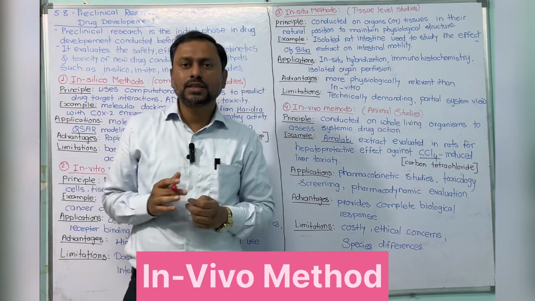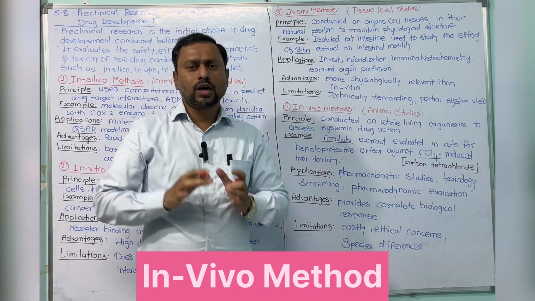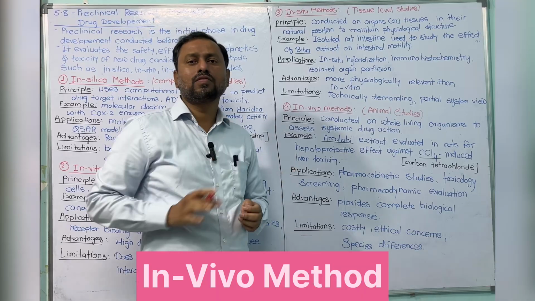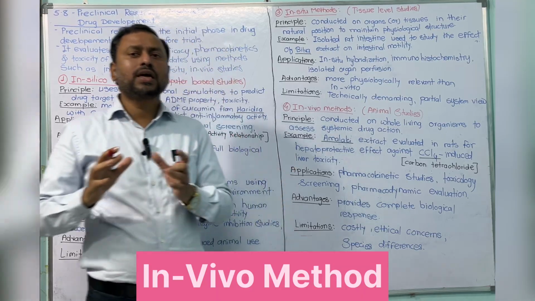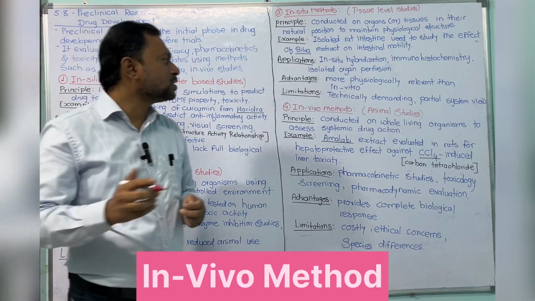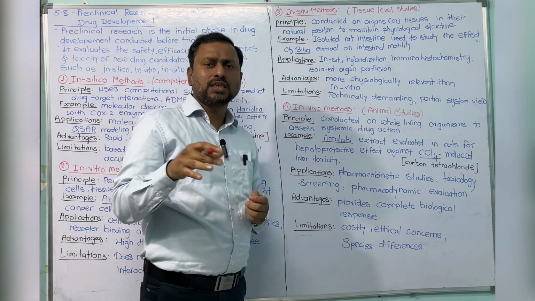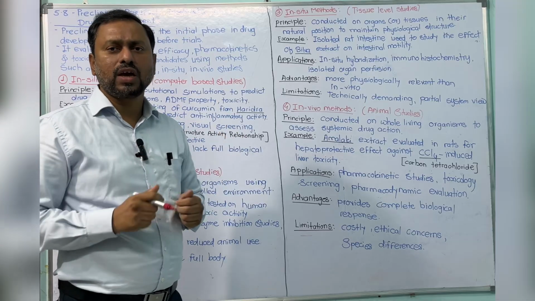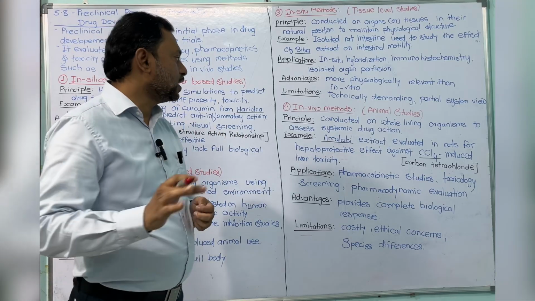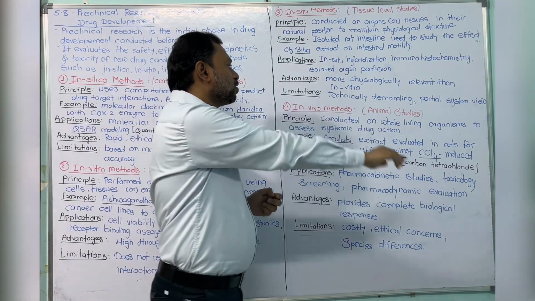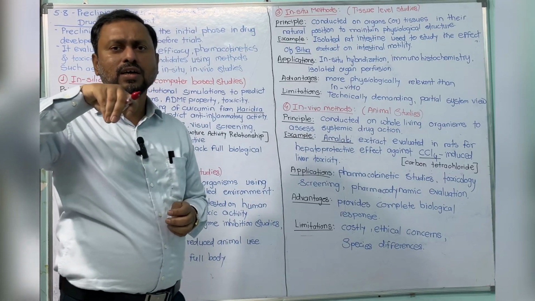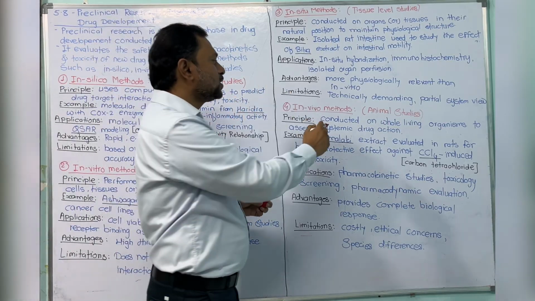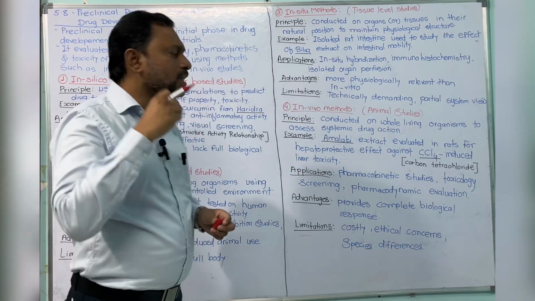The next one is the in vivo. Compared to all the others, this is one of the best preclinical methods, because it is the same as a human study; we give the drug directly, but here we are using animals for the trial. In vivo means inside the living things, inside the animals, inside living organisms.